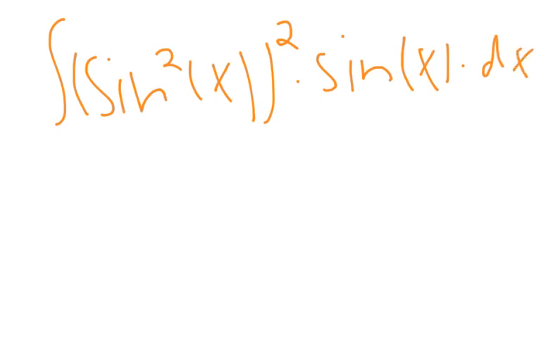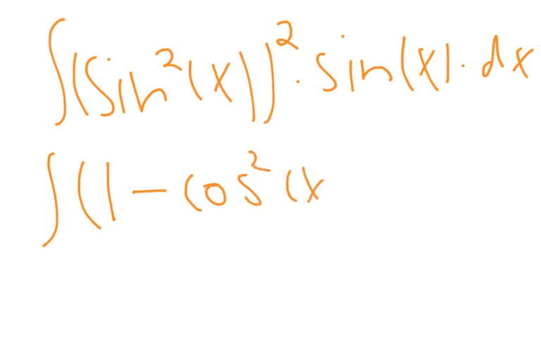From this point, based on the trigonometric identity, we express the sine squared of x as 1 minus cosine squared of x, everything raised to the second power, and then sine of x dx.